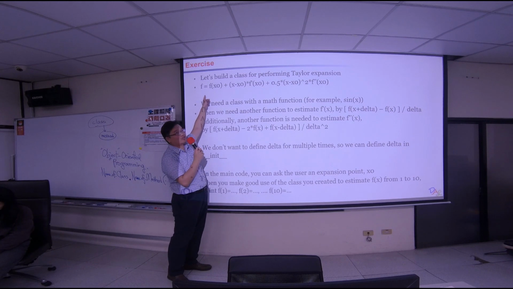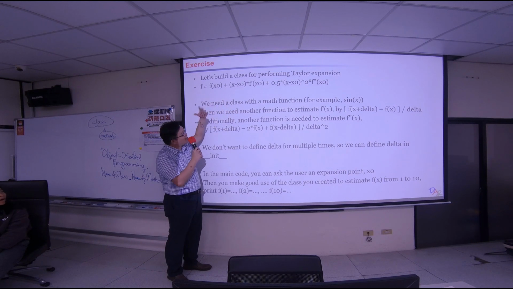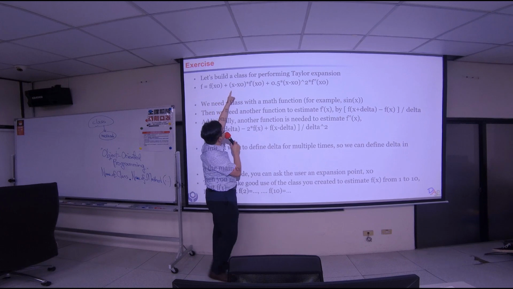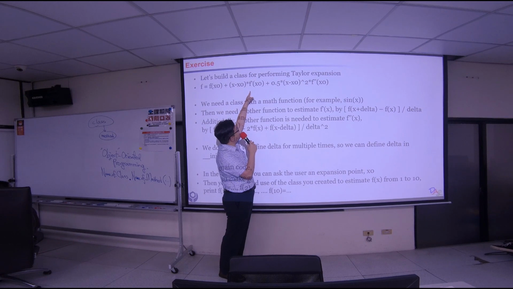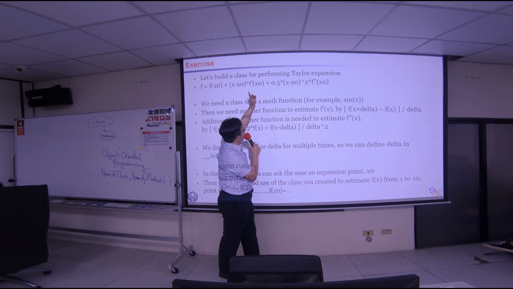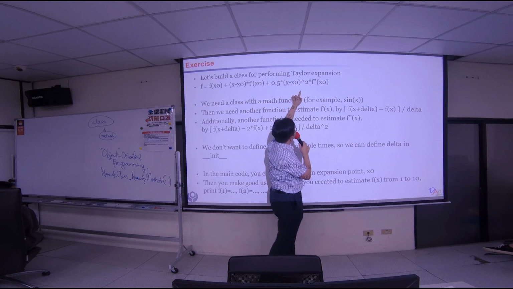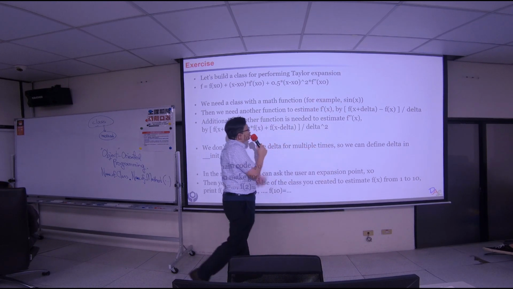So now we have a function, some function we are going to estimate later on. And the Taylor expansion for that function can be obtained by f of the expansion point plus x minus the expansion point times f first order derivative, substituting the expansion point, and then plus 0.5 times x minus the expansion point squared times f second order derivative, substituting the expansion point.